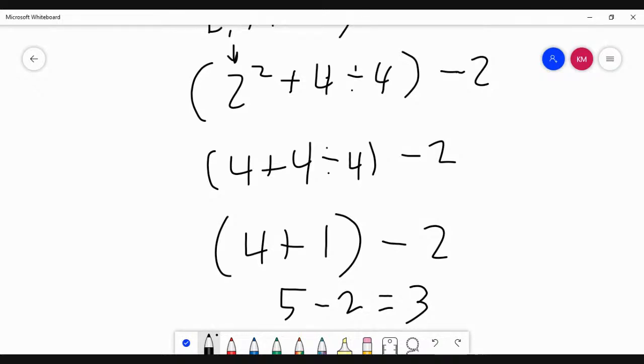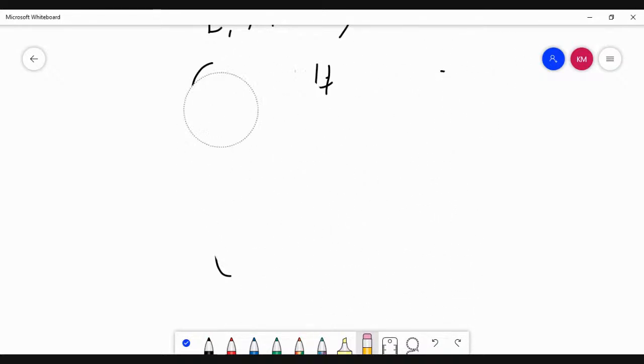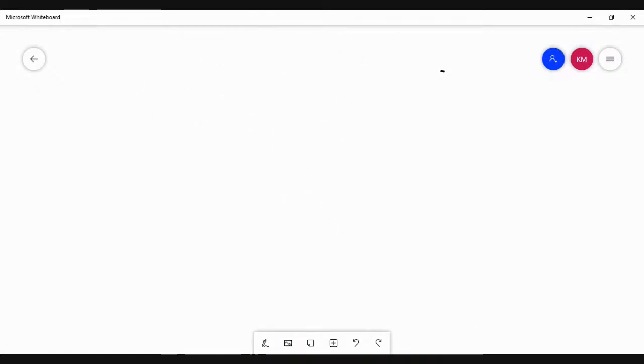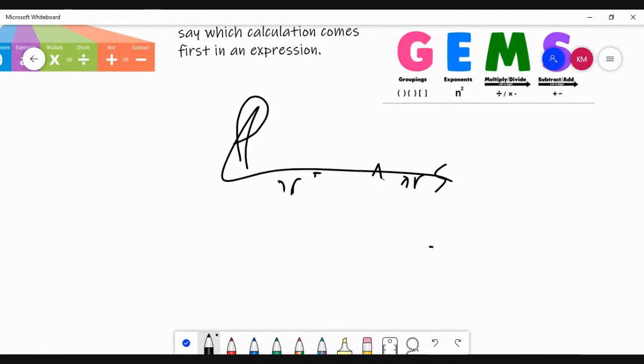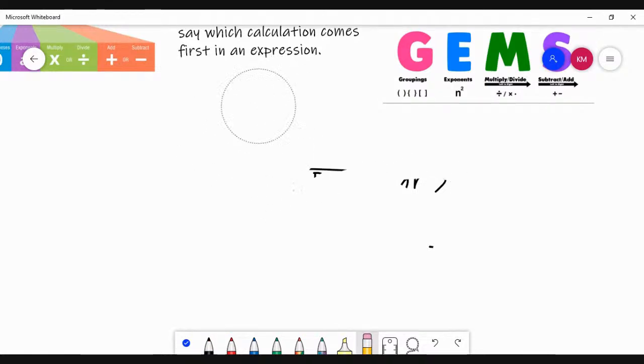Now, as you can see, we have completed a whole order of operations. So anytime you are following the order, make sure you are completing the correct steps.